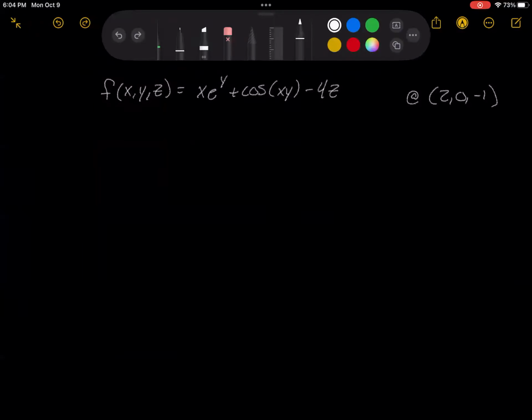This is our function, and I want to evaluate the gradient at 2, 0, minus 1. So let's just remind ourselves the gradient vector of a function is going to be a function of x, y, z, at least in this case, because my function is of x, y, z. And it is going to be a three-dimensional vector because my domain space is 3 dimensions. It is going to be the partial with respect to x, the partial with respect to y, and the partial with respect to z, right?